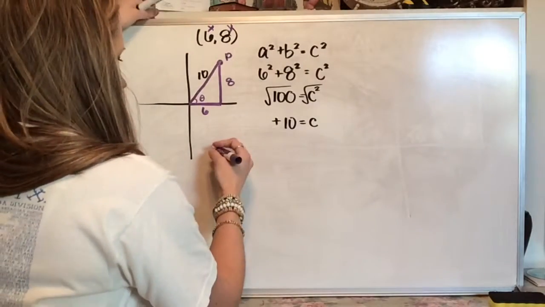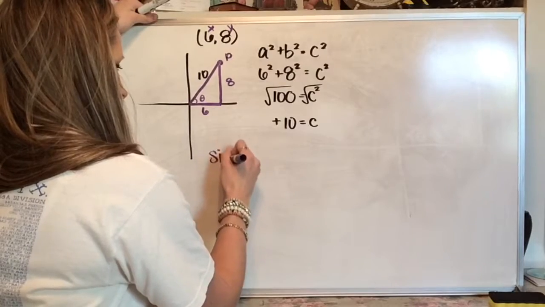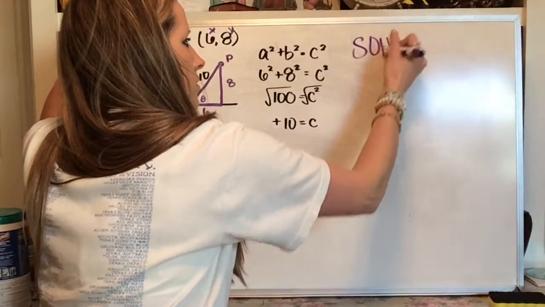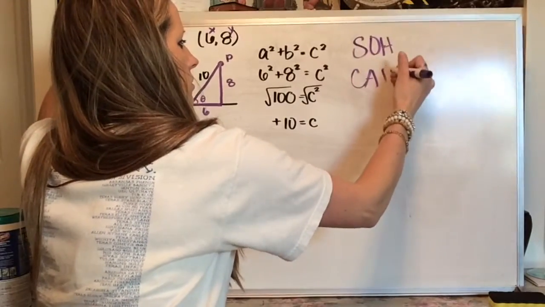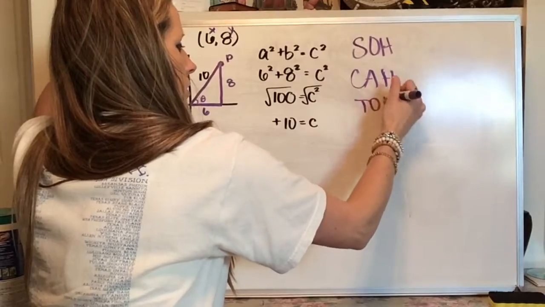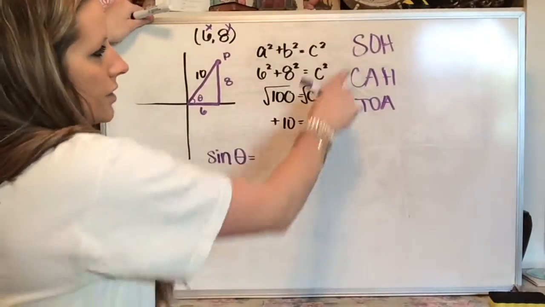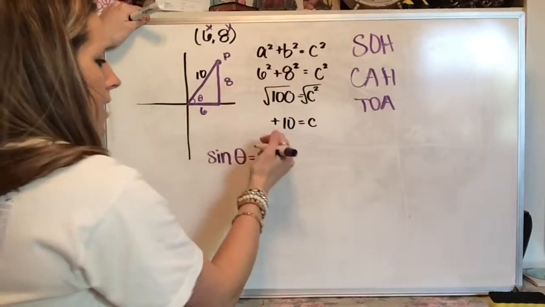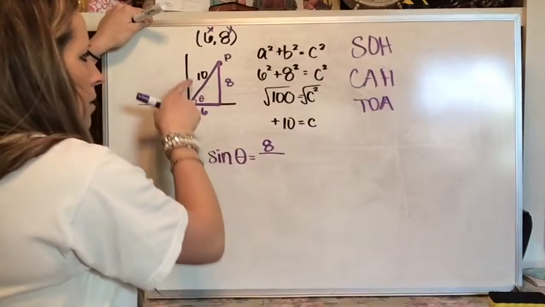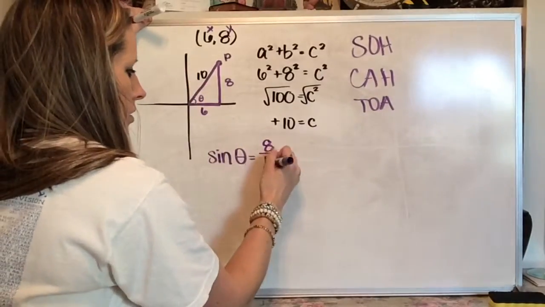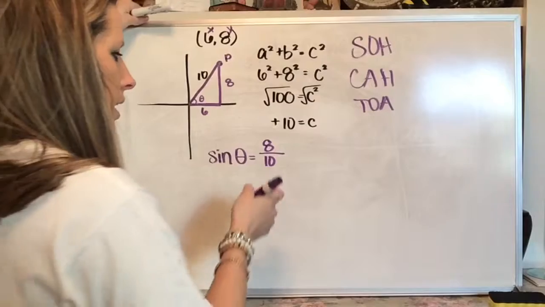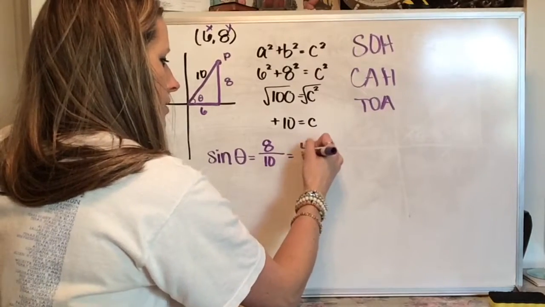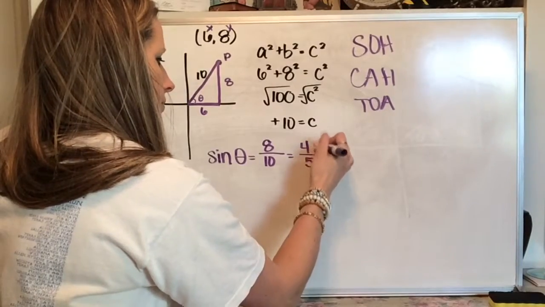Let's start with sine. So sine theta. If you remember SOHCAHTOA. Okay, my sine is going to be the opposite over the hypotenuse. So opposite of this angle would be 8 over my hypotenuse, which is 10. Okay, 8/10. And I want you to go ahead and reduce your fractions. So this would be 4/5 for sine.